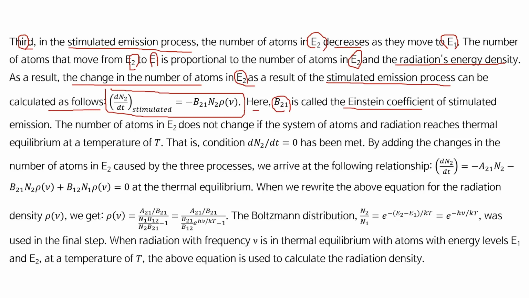The number of atoms in E2 does not change if the system of atoms and radiation reaches thermal equilibrium at temperature T. That is, the condition dN2/dt equals 0 has been met in the thermal equilibrium condition. By adding the changes in the number of atoms in E2 caused by three processes, we arrive at the following relationship.